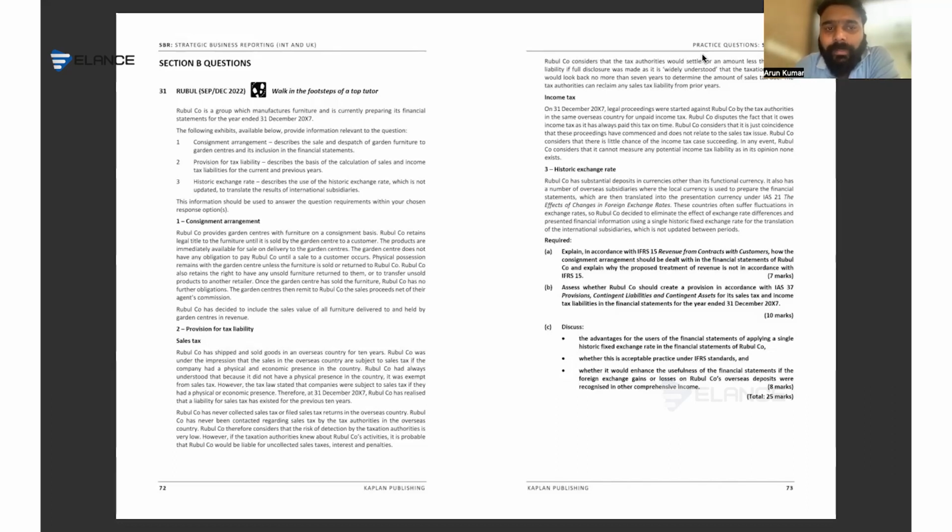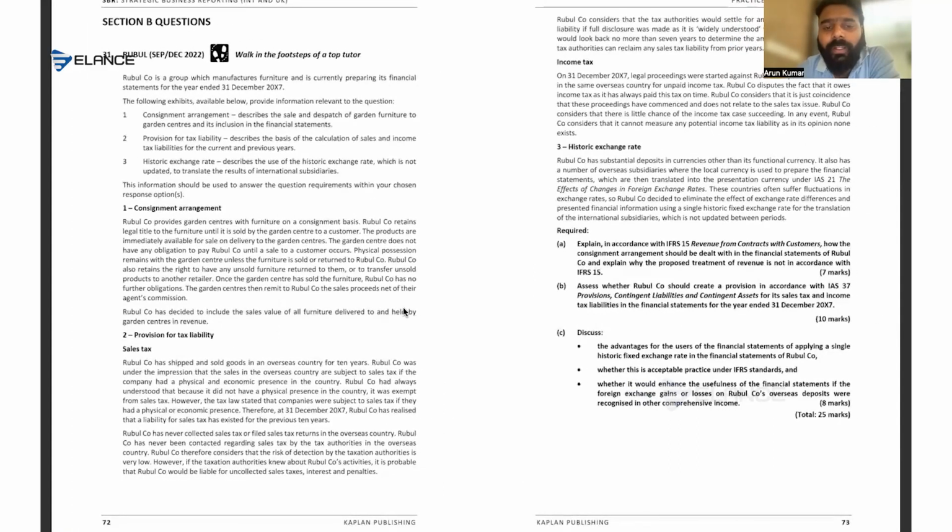So when it comes to the consignment arrangement, we know what a consignment arrangement is. We place the product, the particular furniture here, with the customer, the garden center, but the garden center will not pay for it. The revenue will be received when it is ultimately sold to the customer. And Rubel has decided to include the sales revenue of all furniture delivered to and held by garden centers in revenue. Is it appropriate to do so? Is it appropriate to do that?